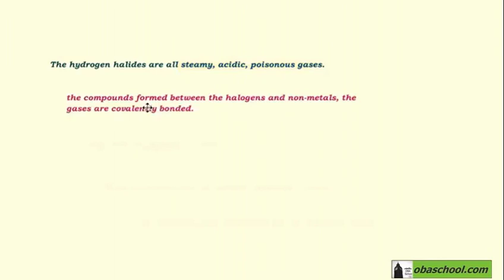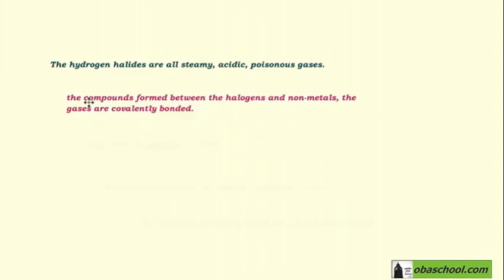Alright? The hydrogen halides are all steamy, acidic, poisonous gases. The hydrogen halides that are produced, like hydrogen bromide, are all steamy vapors. Acidic means they have low pH, and they are poisonous gases. Poisonous means toxic gases.